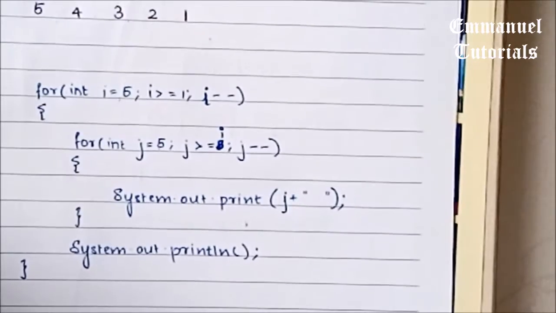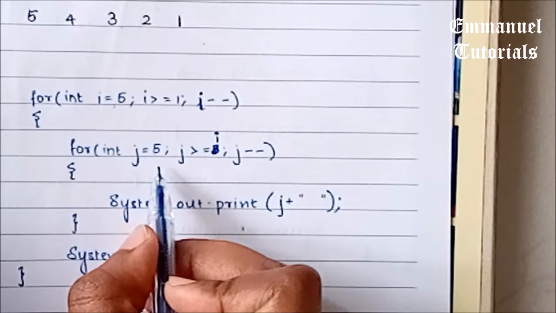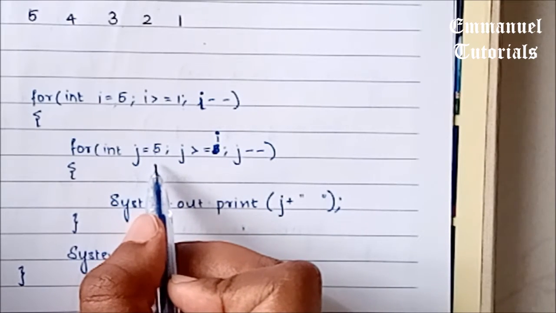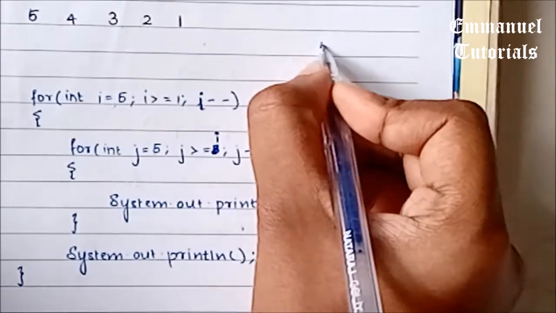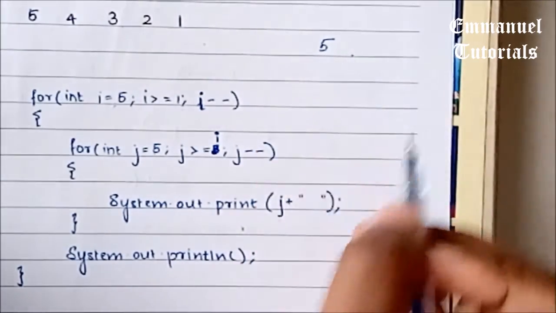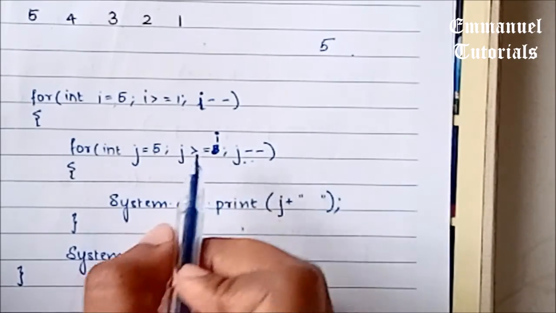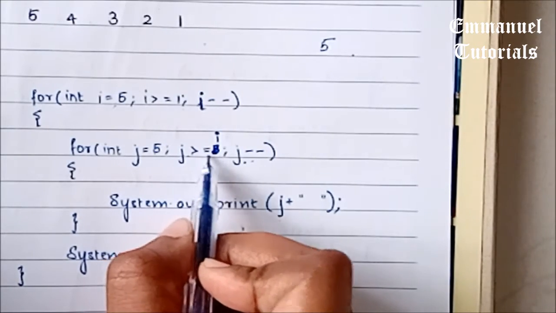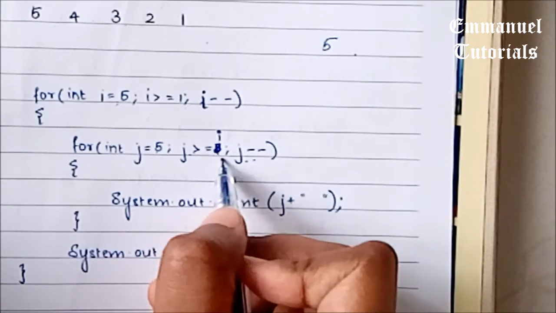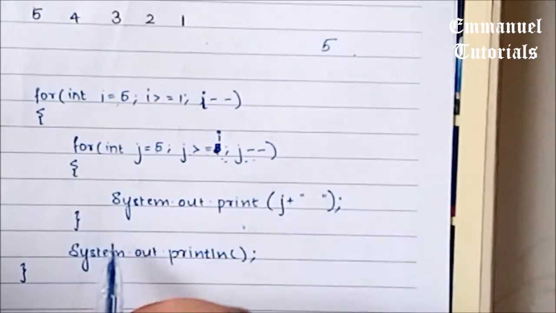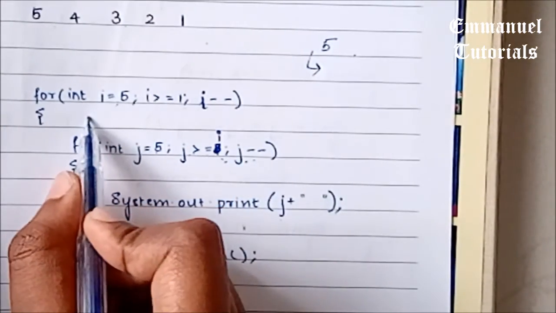So we'll see how this works. Initially the value of I is 5. The control moves inside. The value of J becomes 5. It comes inside and it prints J. So we are printing 5. And then it prints a space. Then J gets decremented, so it becomes 4. And it checks this condition: if J is greater than or equal to I. I is 5 and J is 4. So 4 is not greater than or equal to 5. So it comes out of the inner loop. It prints a new line. And it goes back to the outer for loop.